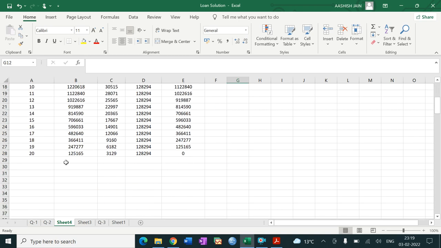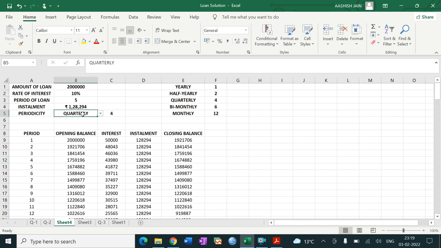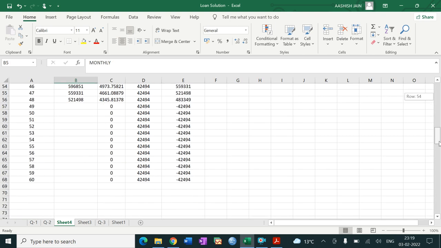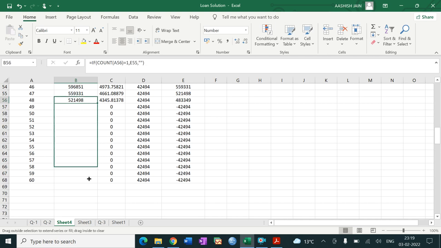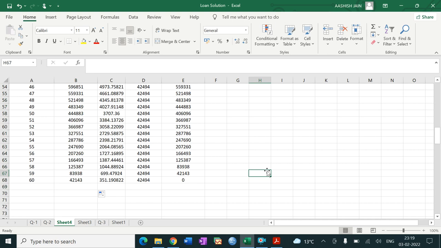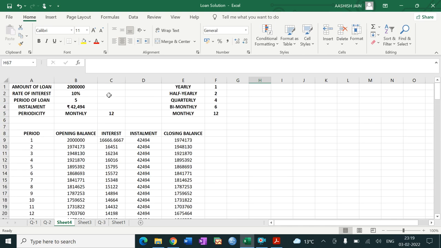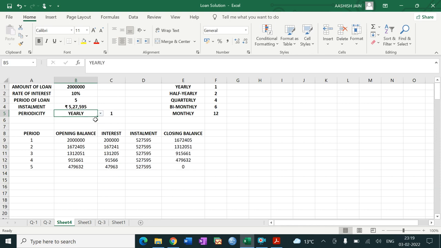Now, as you can see, till the period of 20, the last closing balance is 0. Right. Now suppose I change from quarterly to, say, monthly, right? So the total number of periods would be equal to 60. Okay, actually I didn't scroll down this value. So as you can see, the closing amount would be equal to 0, right? Now suppose I change this value to yearly, so again till the last, the closing balance amount is equal to 0, right? So this is the way of putting all the formulas.